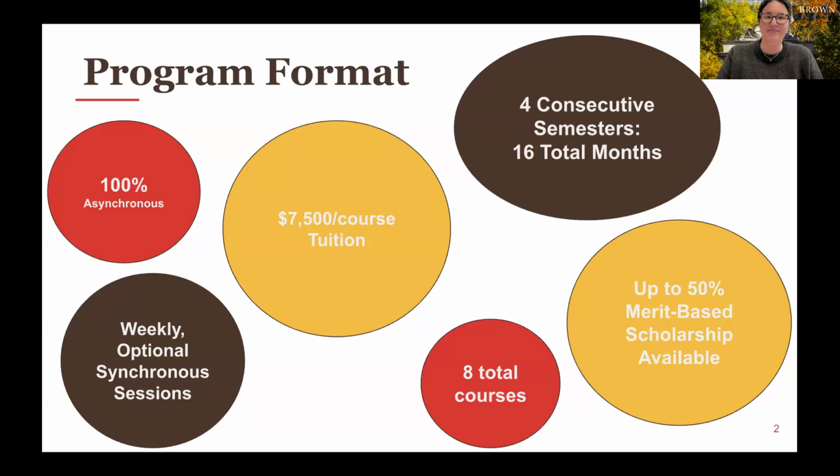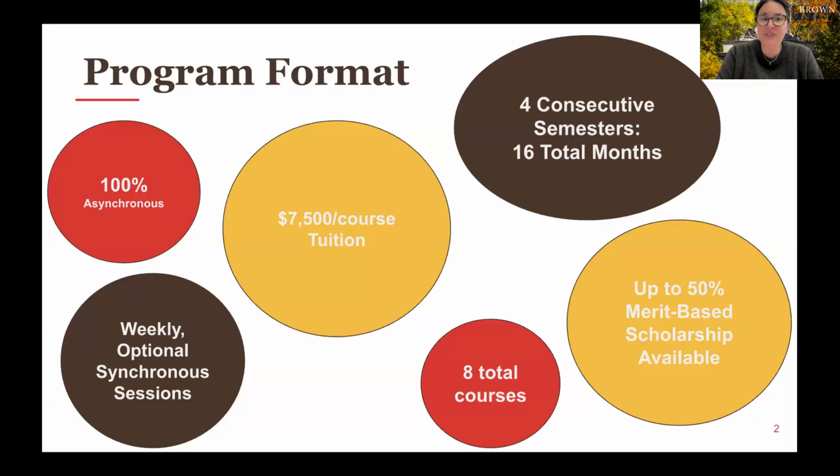These are optional. We've seen that probably 3/4 of the students are attending them regularly. They are recorded and posted in Canvas. If you are not able to attend, you're still able to watch those. The program is 8 total courses, and we will dive into a little more information on each course specifically on the next slide. The program is designed for students to take 2 courses a semester over 4 consecutive semesters for a total of 16 months. We do have the opportunity to go part-time for all or part of the program. And once you are admitted, you would work with your academic advisor to develop a custom plan of study.